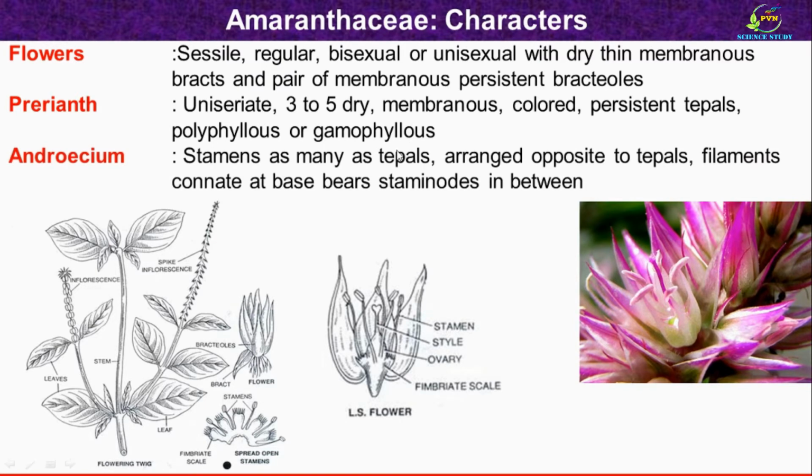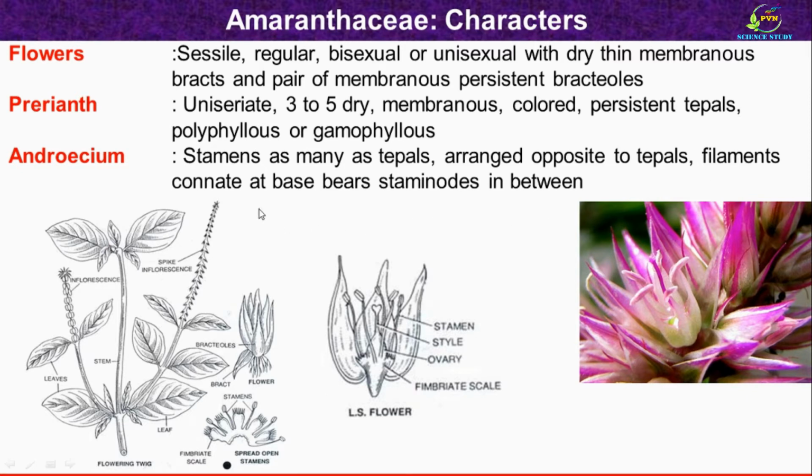Then regarding essential floral whorls, it contains androecium. So here also you can see that this is the androecium. Dear friends, you know that androecium is composed of stamens. So here the stamens are as many as the tepals. That means if the tepals are 5, the stamens are also 5. These stamens are arranged opposite to tepals. The arrangement is like that, all the stamens are arranged opposite to tepals.